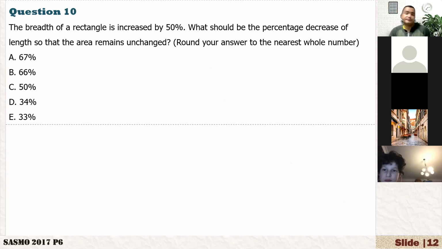Nazlı, read the question. Okay. The breadth of the rectangle is increased by 50%. What should be the percentage decrease of length so that the area remains unchanged? Round your answer to the nearest whole number.